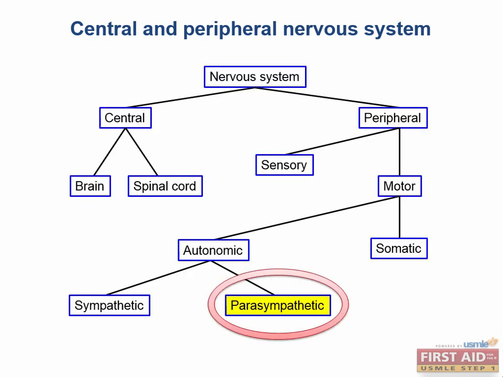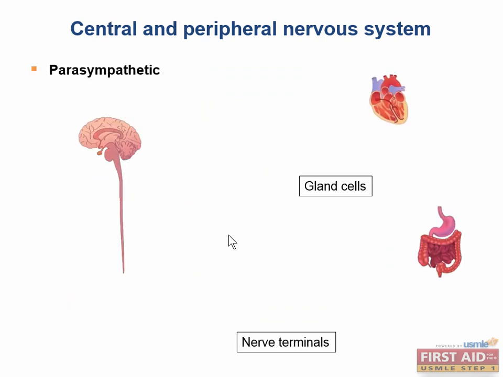So do you remember what the two-neuron circuit of the autonomic nervous system was called? Yeah, it was the disynaptic system. Now the parasympathetic system is part of the autonomic nervous system, and therefore it's going to use that disynaptic system like we just discussed. So let's go ahead and talk about the parasympathetic nervous system.